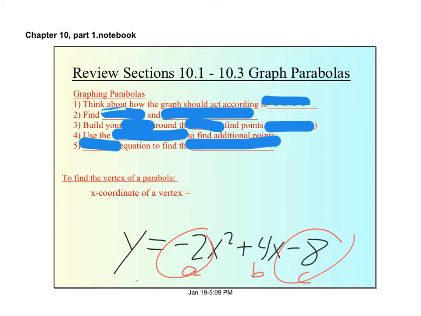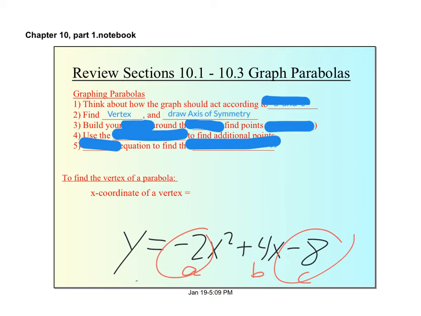Number 2, for sure you need to find the vertex. That's the most important point. They sometimes call that a critical value as well. You'll see that in the homework today or in the future in other math classes. Sometimes that's called a critical value, or a critical point. Find the vertex, and then from that you can draw the axis of symmetry.